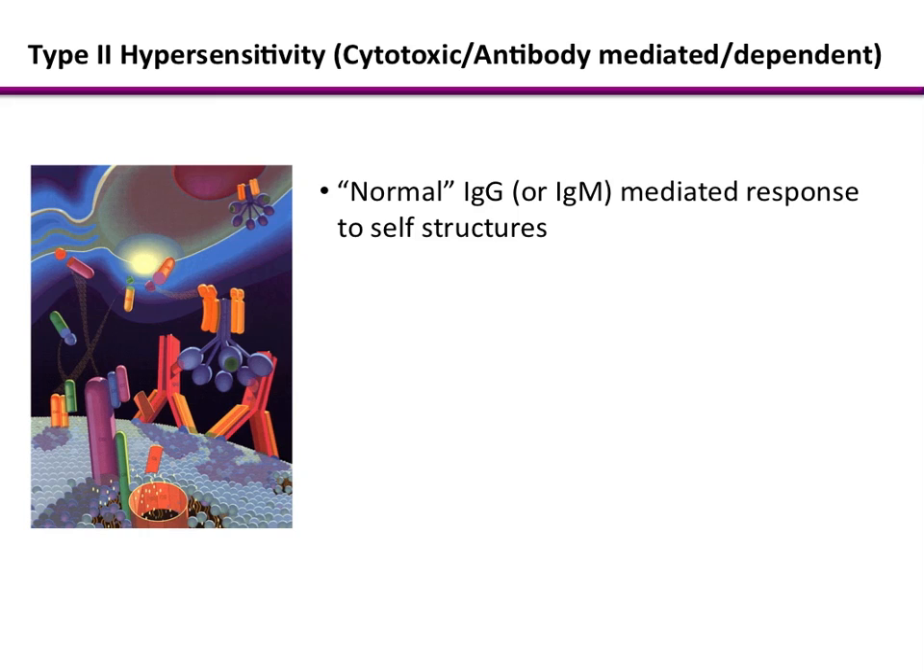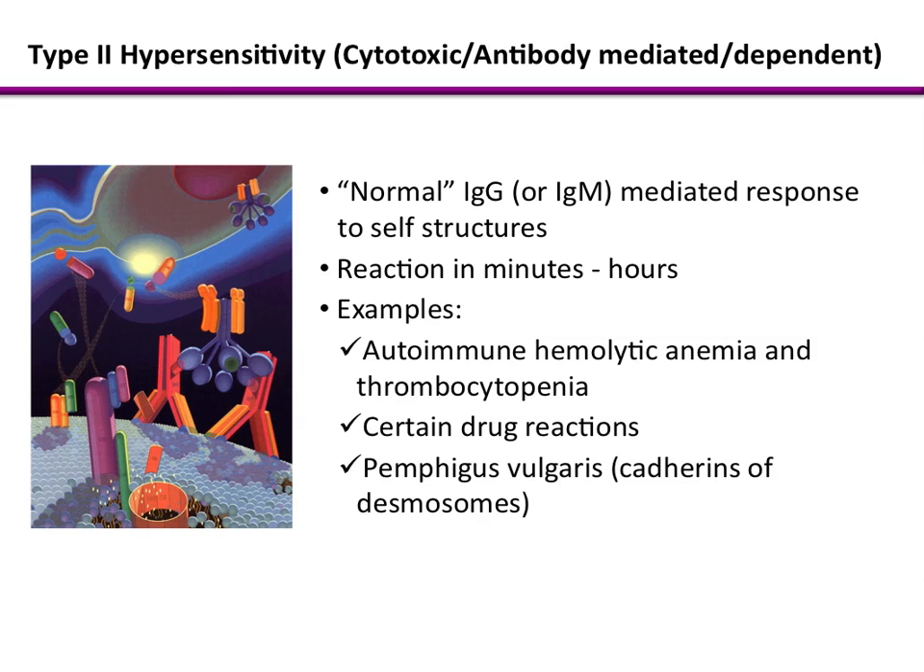We can summarize it as a normal IgG or IgM mediated response to cell structures. It would be normal if it was against a microbe, but unfortunately it's against cell structures, whereby it leads to damage. The reaction can come in minutes or hours. It can be continuous at a slow rate. Examples of this disease are autoimmune hemolytic anemia. Certain drug reactions are in this category, or pemphigus, where the antibody is against our cadherins or desmosomes.